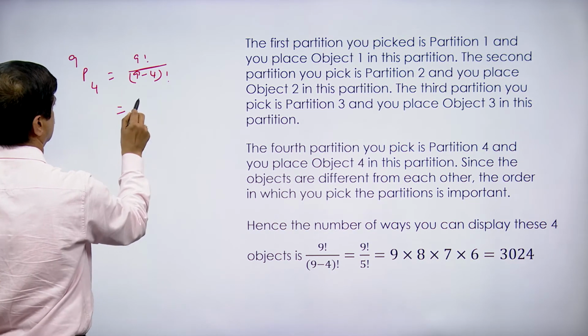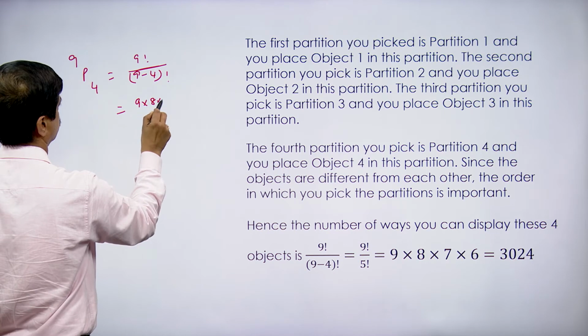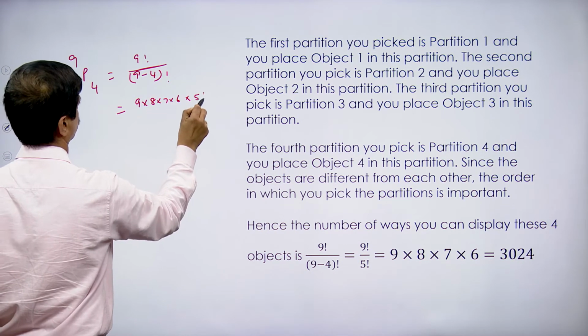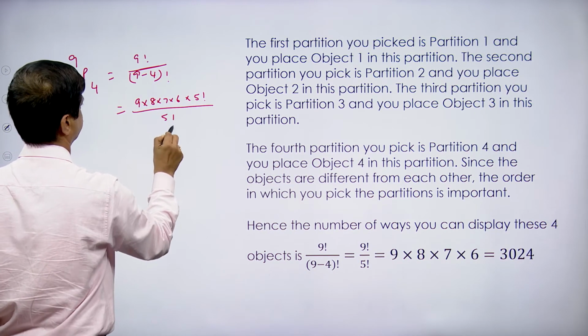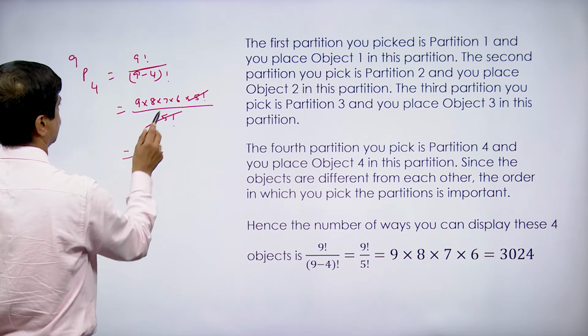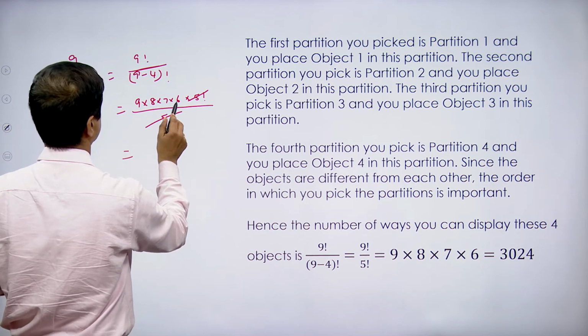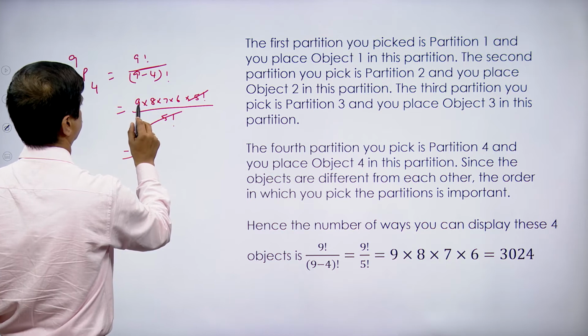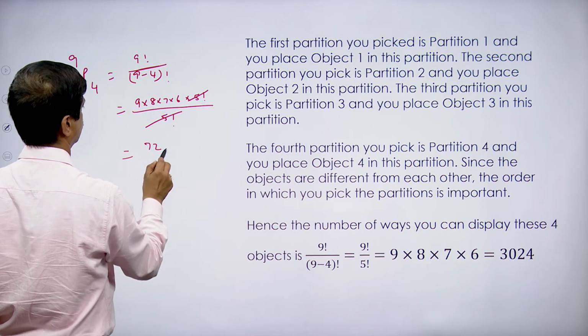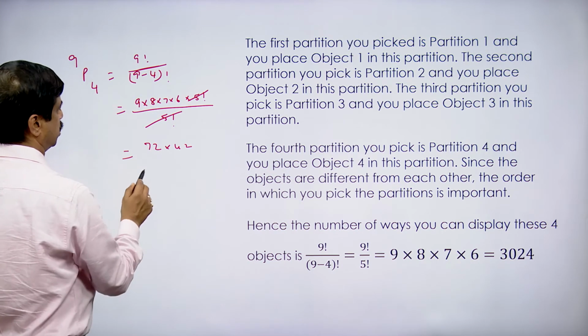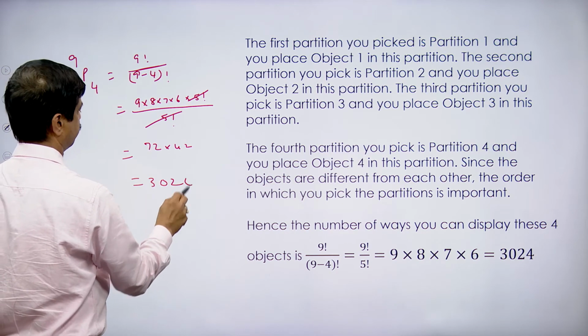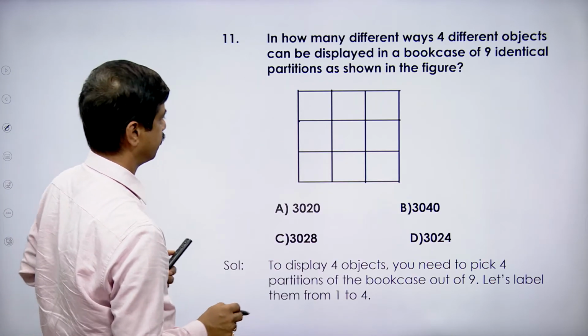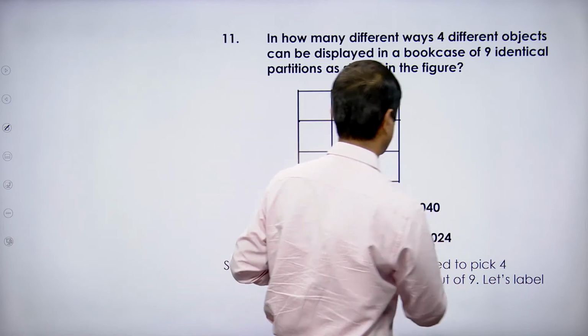9 factorial is 9 into 8 into 7 into 6 into 5 factorial, divided by 9 minus 4, which is 5 factorial. These two get cancelled. So I can take it as 9 8s are 72 into 42, so that is 3024. So which option do you have? Option D. Please note it fast from here.